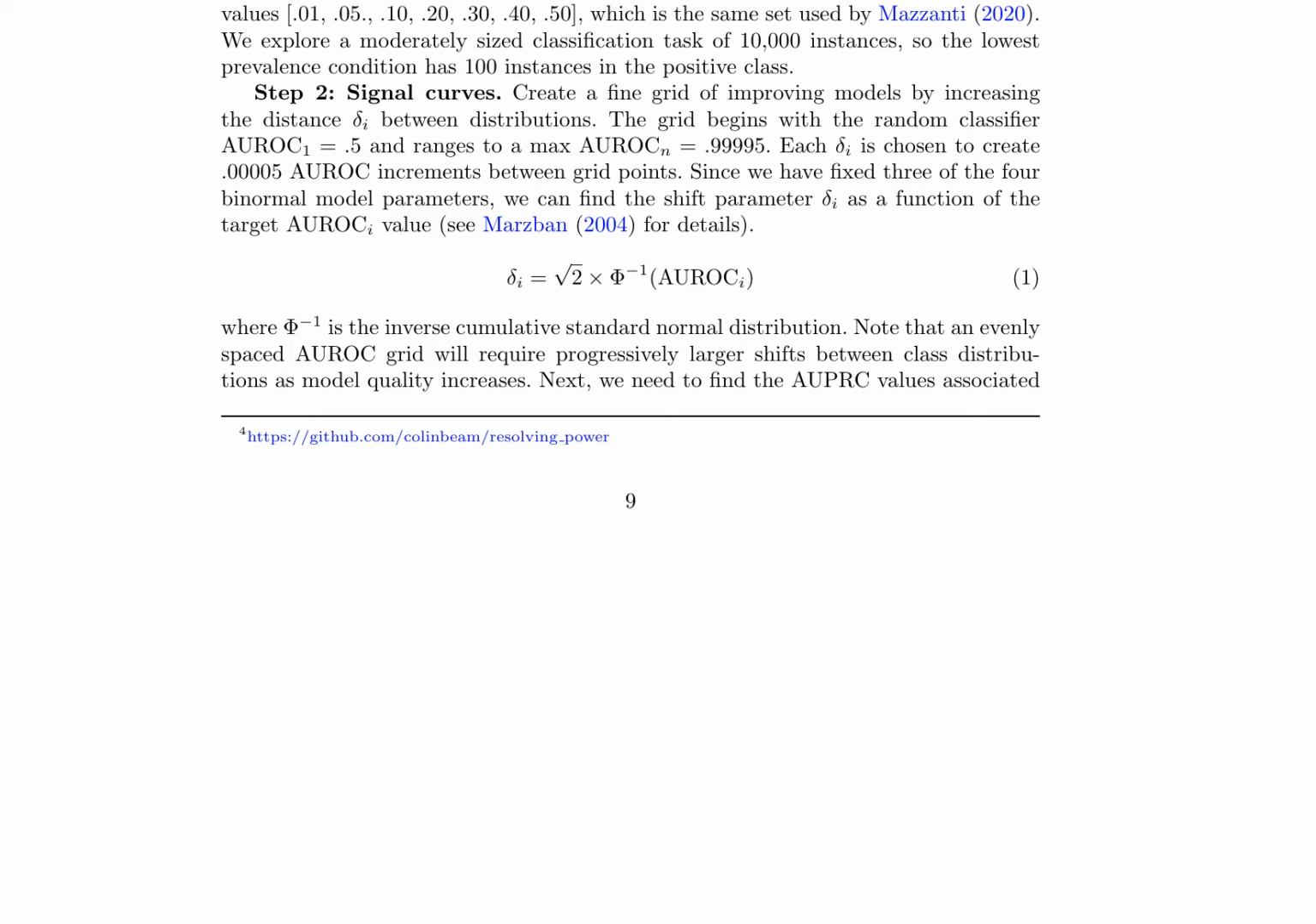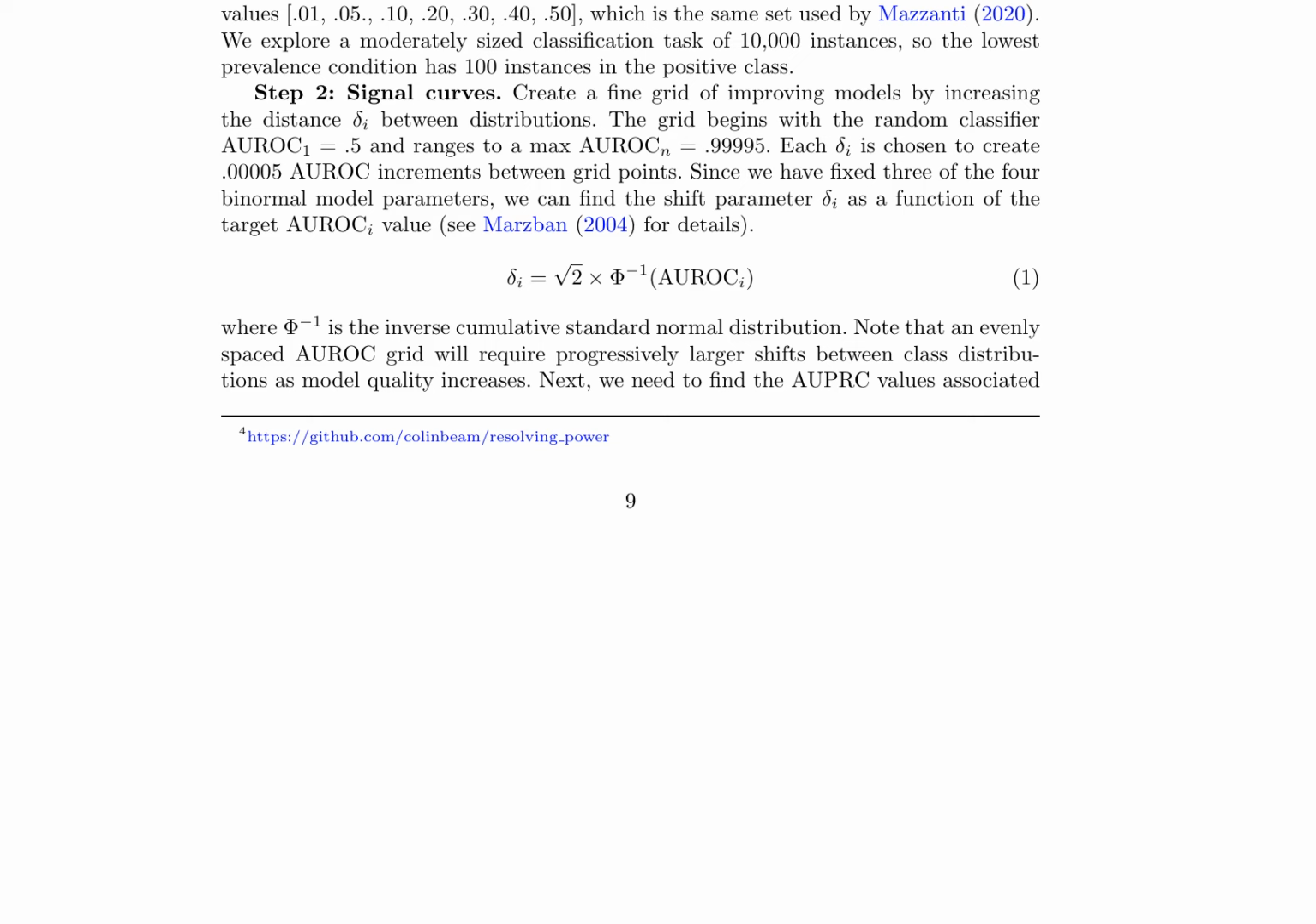This approach involves 4 steps. First, the sampling model is defined, assuming a binormal model with negative class scores following a standard normal distribution, N(0, 1), and positive class scores following N(delta_i, 1) distributions. The analysis explores a range of prevalence values and a moderately sized classification task of 10,000 instances.